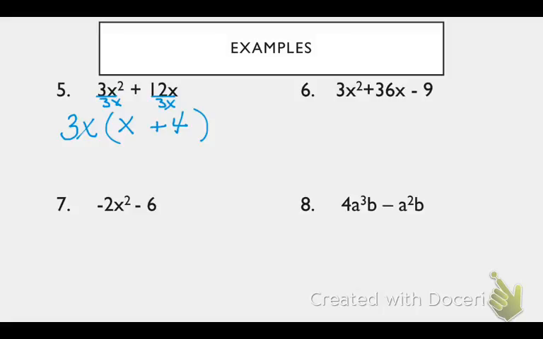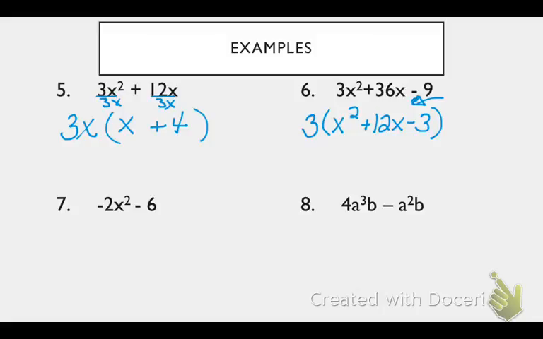In number 6, my greatest common factor, the largest thing that goes into 3, 36, and 9, would be 3. And there is no x in all 3 terms, so I simply divide each term by 3. So it's 3 times the quantity of x squared plus 12x minus 3. Now, one of the things you should always check is when you look at your remaining polynomial, make sure that the greatest common factor of all 3 terms is now 1.